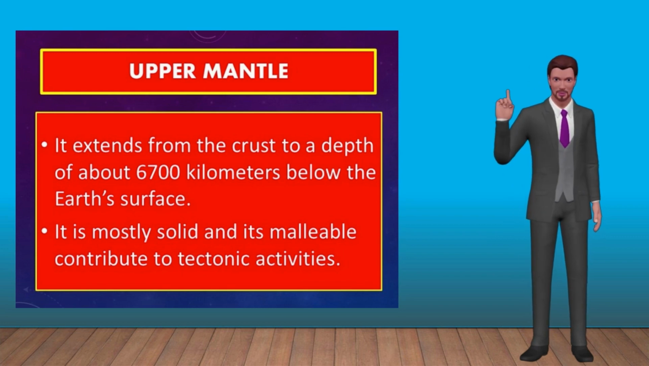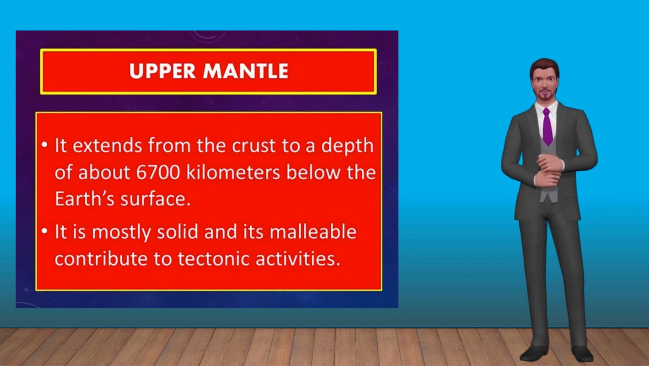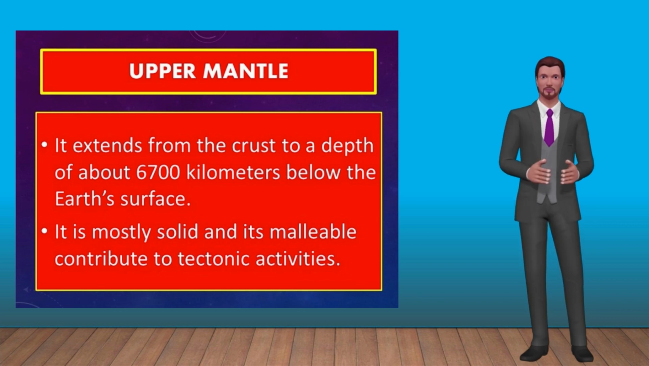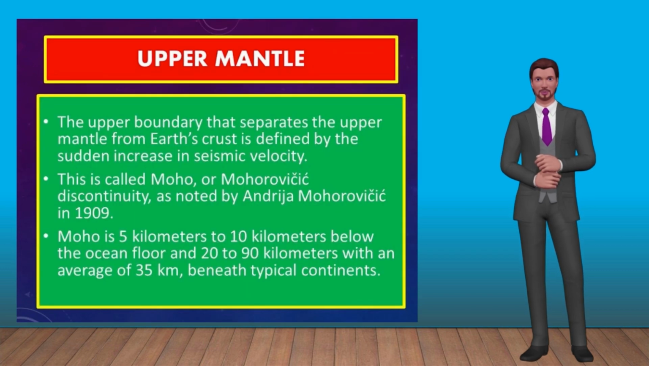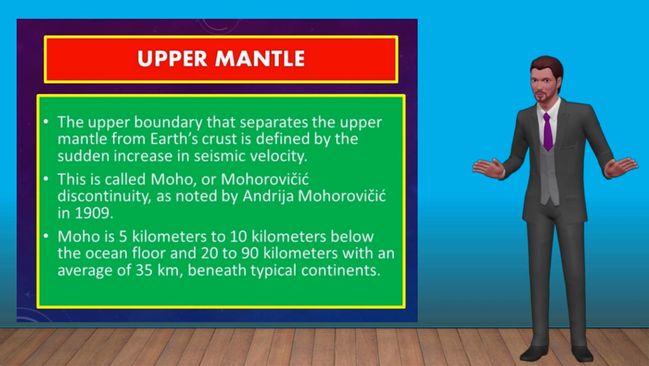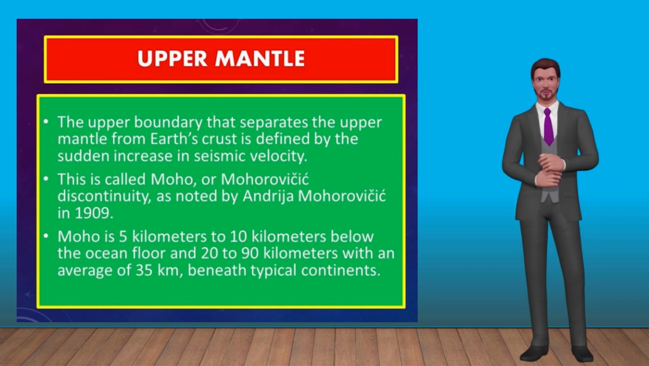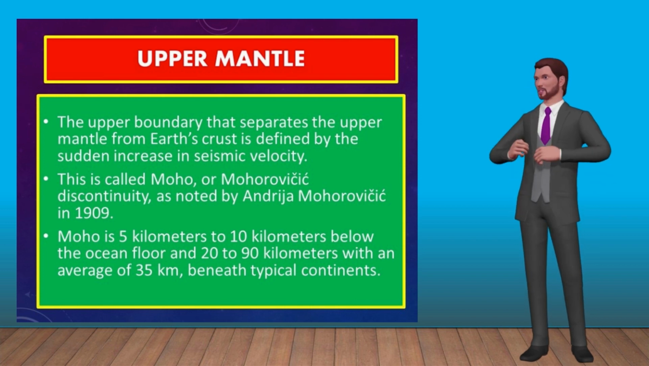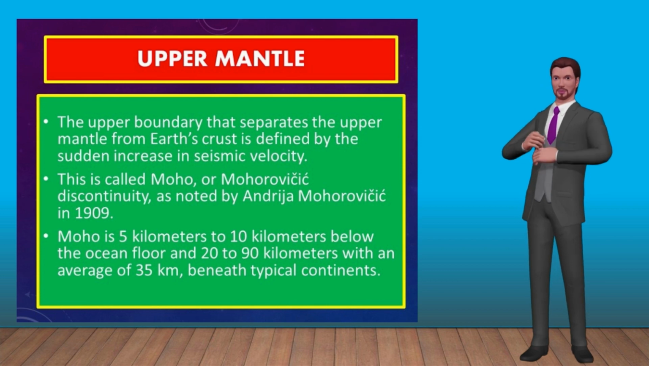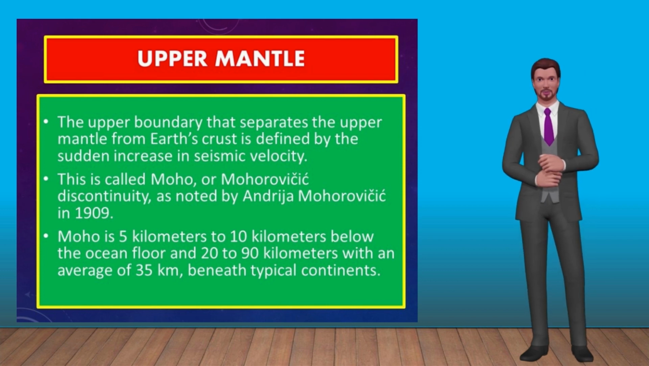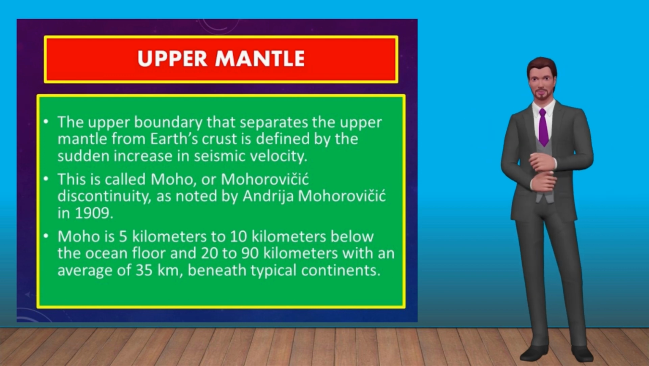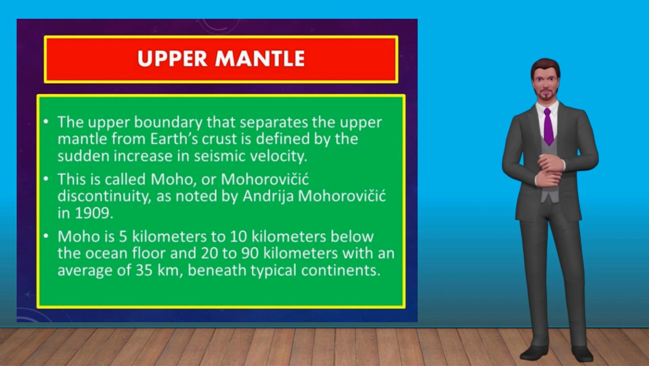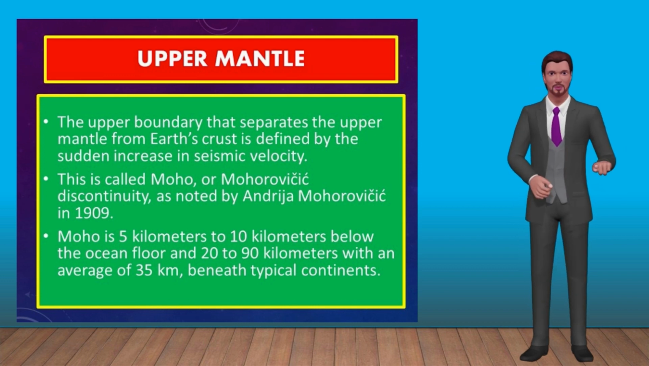Lastly, we have the upper mantle. The upper mantle extends from the crust to a depth of about 6,700 kilometers below the Earth's surface. It is mostly solid and its malleable contribute to tectonic activities. The upper boundary that separates the upper mantle from Earth's crust is defined by the sudden increase in seismic velocity. This is called MOHO, or Mohorovicic discontinuity, as noted by Andrija Mohorovicic in 1909. MOHO is 5 km to 10 km below the ocean floor and 20 to 90 km with an average of 35 km beneath typical continents.